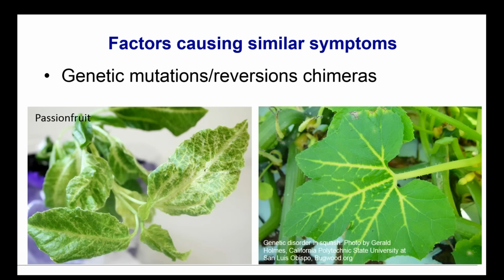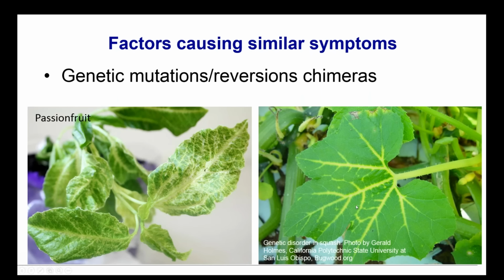Okay, the last factor, which can look similar, that we'll talk about is genetic mutations. So on the left here, we have passion fruit. Superficially, this can look similar to a plant that has had, let's say, a growth regulator or some sort of herbicide damage. But in fact, in this case, it wasn't. It was most likely just the genetics of that particular plant. Sometimes you get these reversions and the plants just don't grow right, and they'll never grow right, even if you've never applied anything to them.